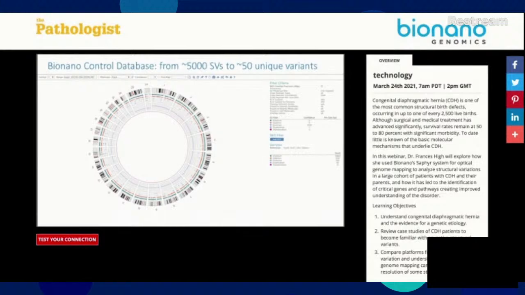Now, with a single click, you can remove variants that are seen in this large control database. And so from 5,000 structural variants or so, you just go to the 50 or so that are specific for your sample, as you see here, far fewer dots, and that makes analysis a lot easier. And our software will show you which genes they overlap with, whether they've been seen in the control database or not, and at what frequency, whether they're homozygous or heterozygous, etc.